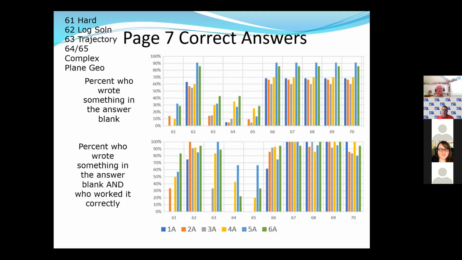Problems 63, 64, and 65 are just real hard problems. And again, the trajectory problem, at least in conferences 3A through 6A, had varying degrees of success. Those who tried to work it got it correctly. Whereas 64 and 65 were tough problems. Few people tried to work them, and looking at the bottom, few people actually got them correct. So I think maybe I'm overdoing it on those plane geometry problems too.